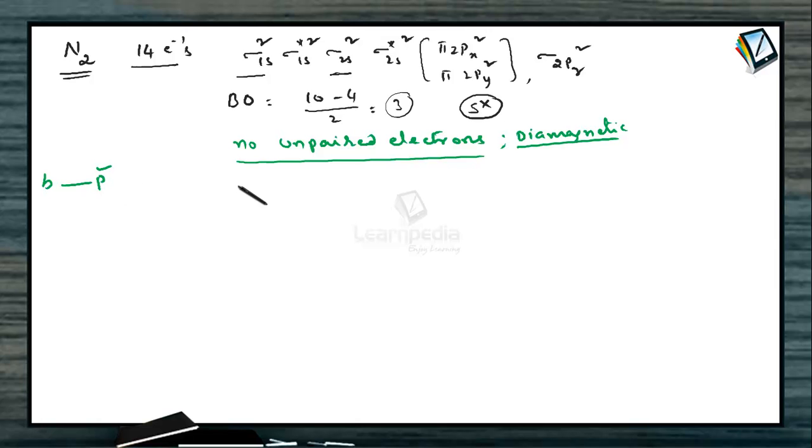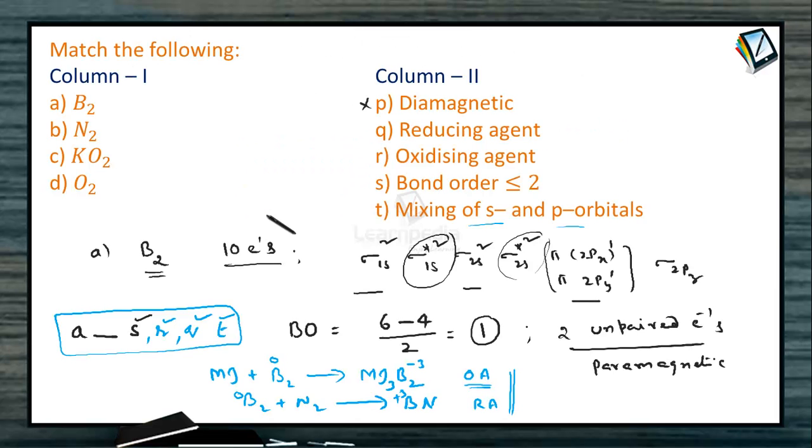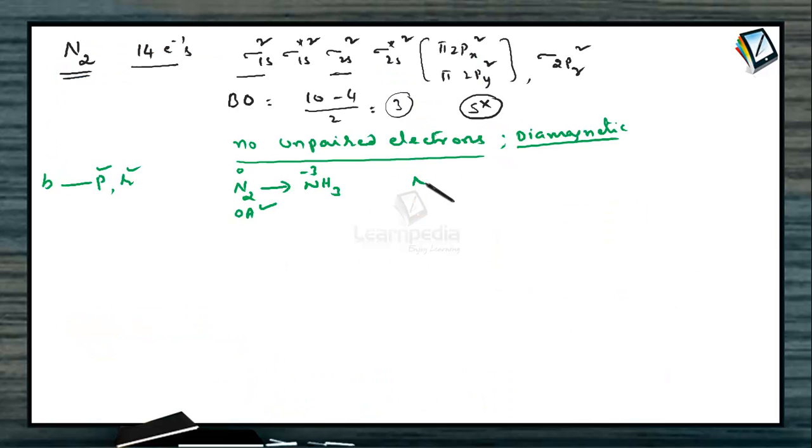And we know the reactions for nitrogen. Nitrogen can give ammonia, where here it is 0 to -3, a reduction, and thereby nitrogen acts as an oxidizing agent. Thus R is right. And nitrogen also can react with metals like magnesium to give magnesium nitride, where in nitride nitrogen is -3, as we could see in this.